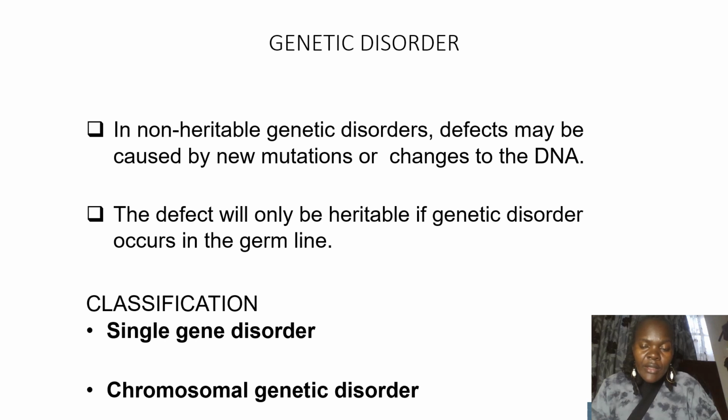So for the non-heritable disorders, mutation is a huge contributing factor. The defect will only be heritable if the genetic disorder is passed in the germline, or it occurs in the germline. If it is passed by the parents to the offspring, then we talk about it being heritable. As for the classification of genetic disorders, we either have the single gene disorder, which is also known as a Mendelian disorder, and secondly, the chromosomal genetic disorders.